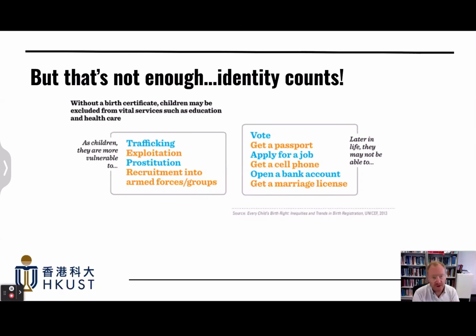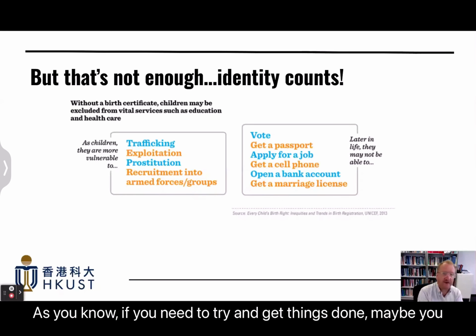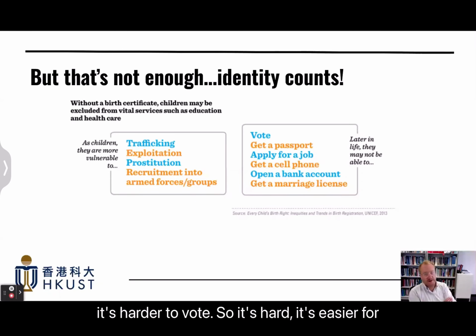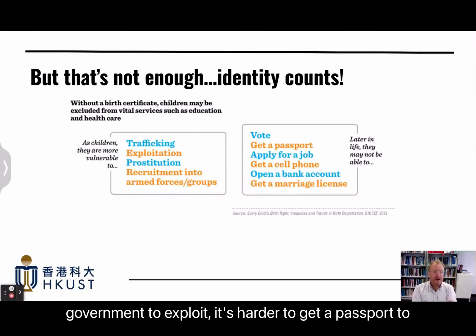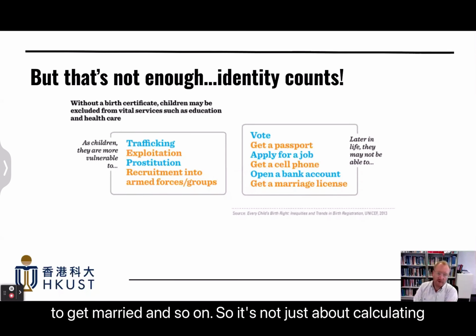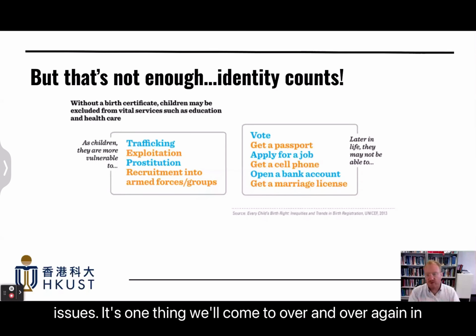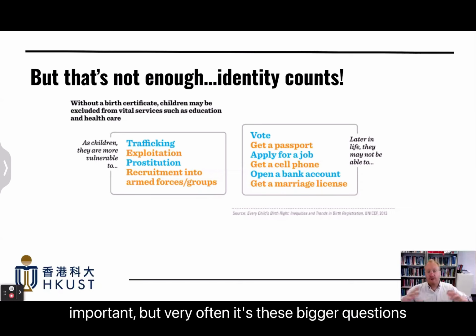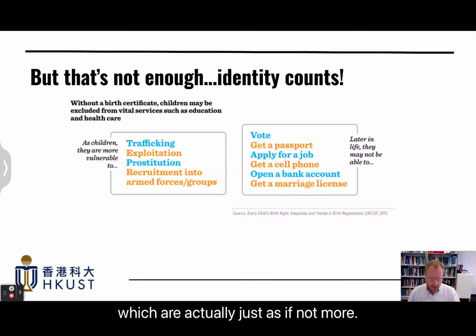And later on in life, as you know, if you need to try and get things done, maybe you need to show a birth certificate. But if you don't have that, it's harder to vote. So it's easier for governments to exploit. It's harder to get a passport, to apply for a job, to get a bank account, to get a mobile phone, to get married, and so on. So it's not just about calculating issues. It's one thing we'll come to over and over again in this course, right? Yes, demography and population is important, but very often it's these bigger questions which are actually just as, if not more, important.